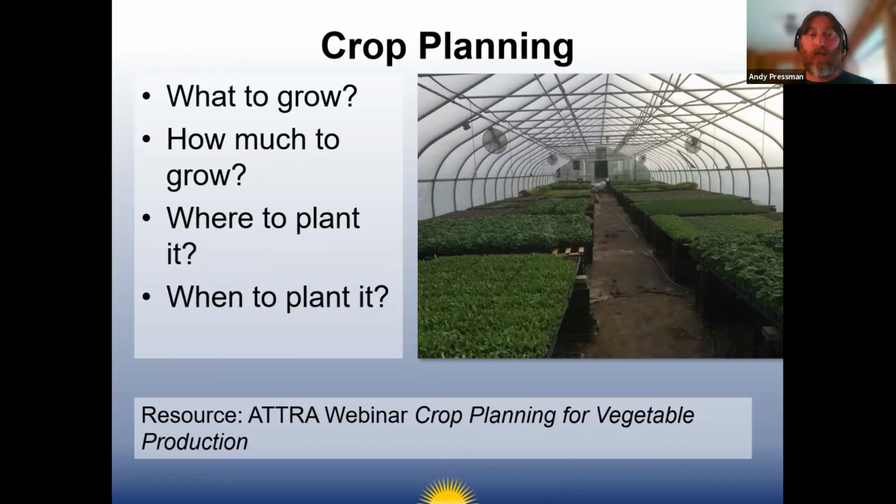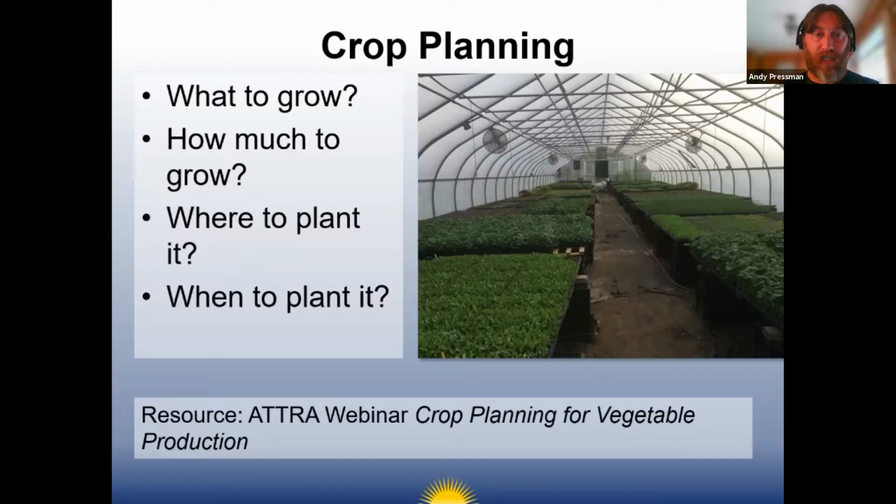So then there's this big question of, how do we figure all this out? How do we know what to grow, how much to grow, where does it go in the field, and when do we plant it? And so this is bringing together crop planning, which we talked about as a component of a business plan, that production plan.